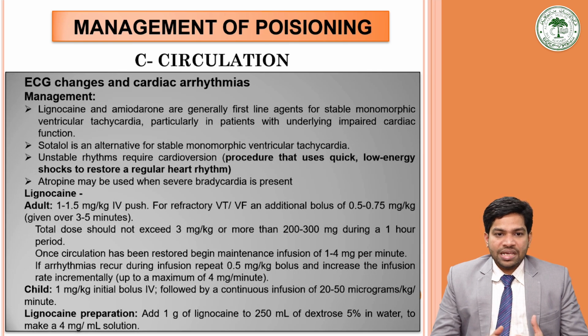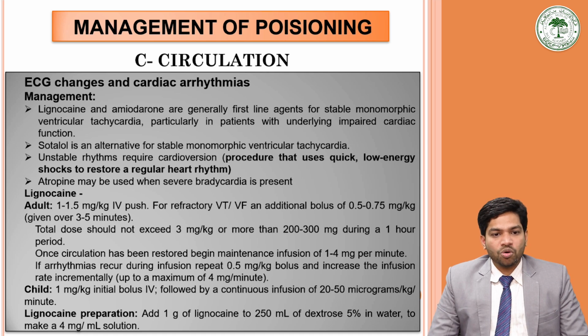So with this, we have learned the different ECG changes and the cardiac arrhythmias. Now, how to manage such cases? Typically, we don't need a lot of drugs for every condition. We just need the antiarrhythmic drugs to manage those conditions. Typically, lignocaine and amiodarone are generally the first-line agents for stable monomorphic ventricular tachycardia, particularly in patients with underlying impaired cardiac function. Sotalol, that is a beta blocker, is an alternative for stable monomorphic ventricular tachycardia.